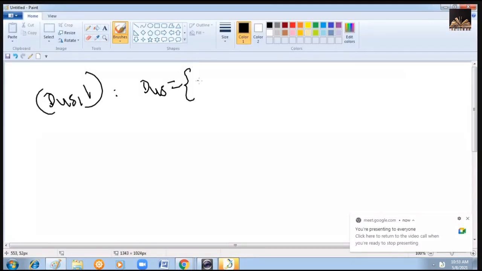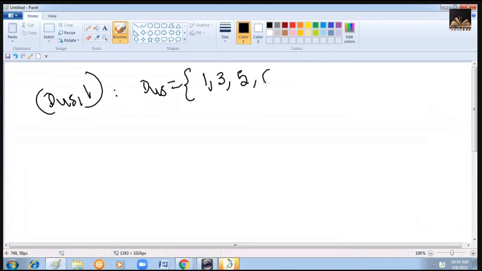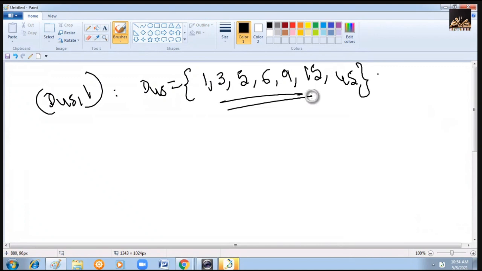All divisors of 45. 1 is always a divisor of any number. So 1. Next, 2 is not a divisor of 45. 3 is a divisor. 4 is not. 5, yes. 6 is not. 7, no. 8, no. 9, yes, 9 fives are 45. Next, 10 is not. 11, 12, 13, no. 15, yes. Next after that, we'll directly have 45. You please check, ma'am. So these are the only divisors possible for 45. Divisors of 45.